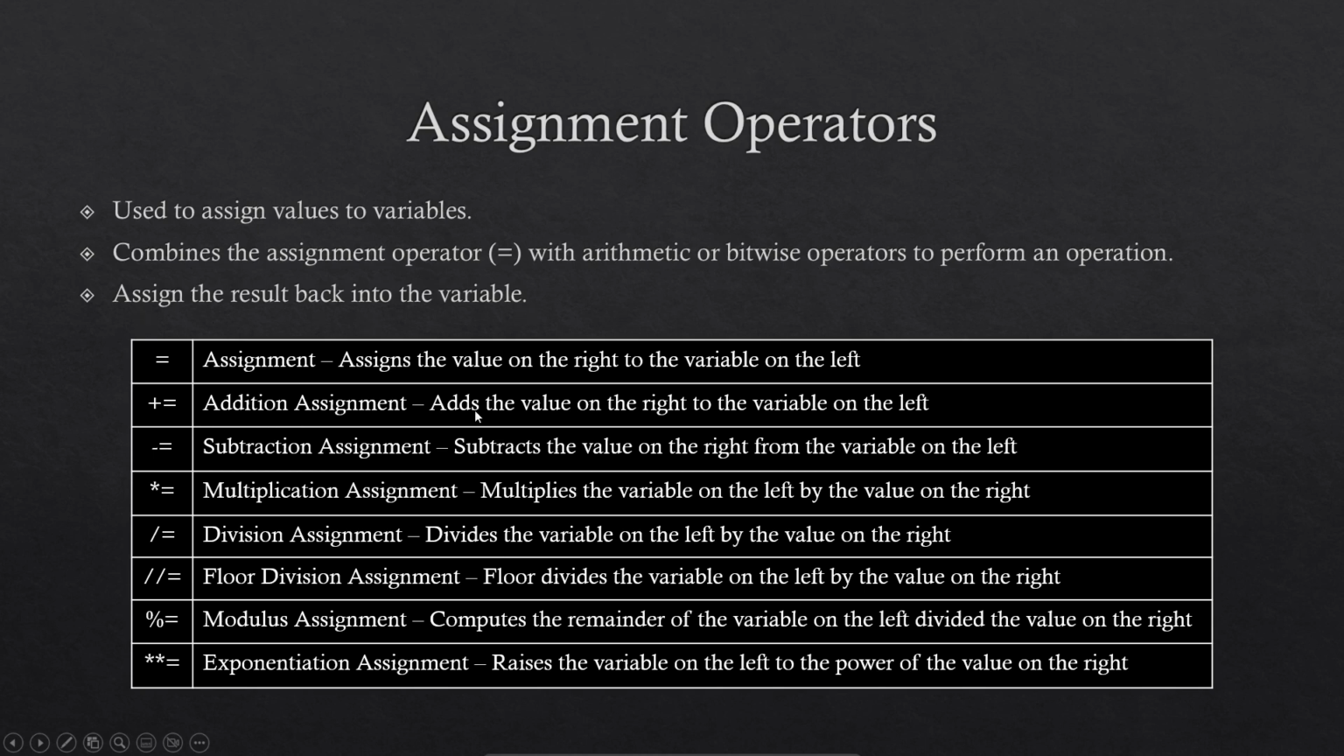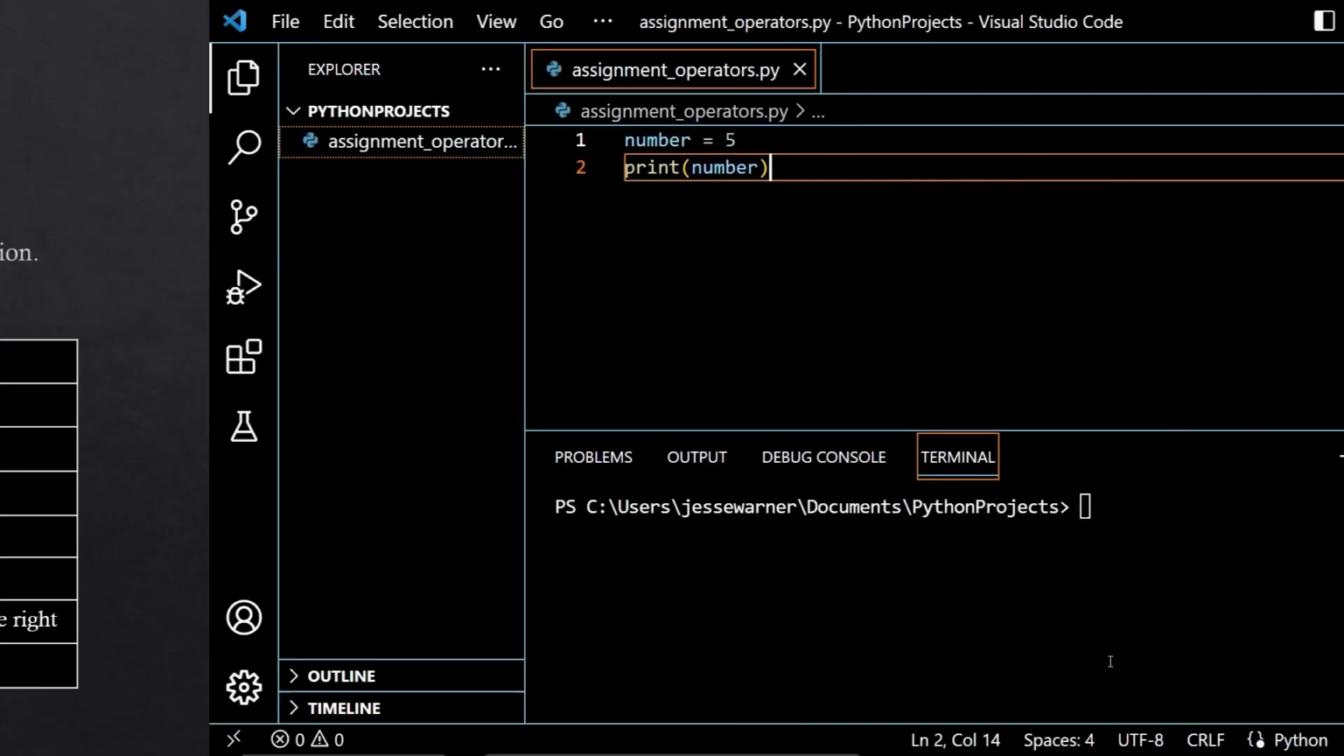So with the addition assignment, it adds the value on the right to the variable on the left. With subtraction assignment, it subtracts the value on the right from the variable on the left. With multiplication assignment, it multiplies the variable on the left by the value on the right. With division assignment, it divides the variable on the left by the value on the right. Floor division assignment floor divides the variable on the left by the value on the right. And if you remember, that returns a whole integer with the decimals removed. The modulus assignment operator computes the remainder of the variable on the left divided by the value on the right. And the exponentiation assignment raises the variable on the left to the power of the value on the right.